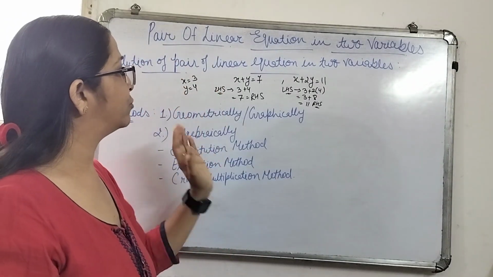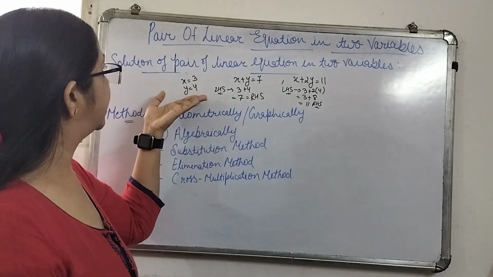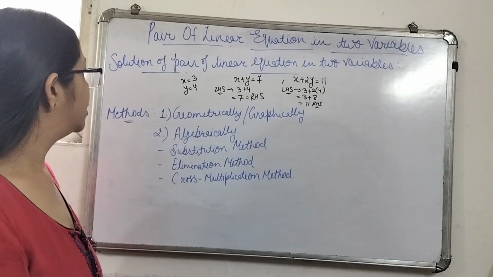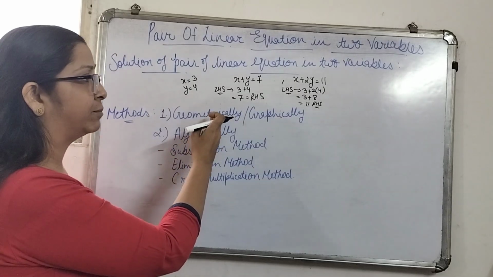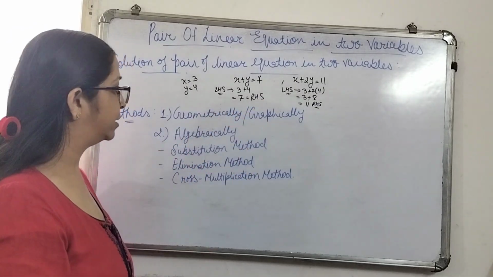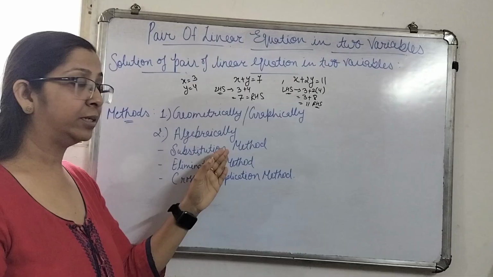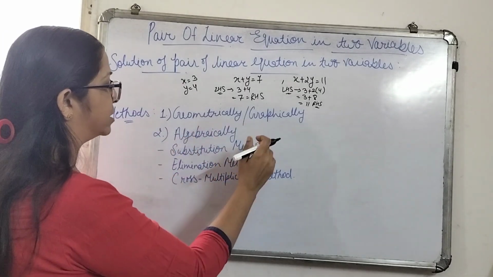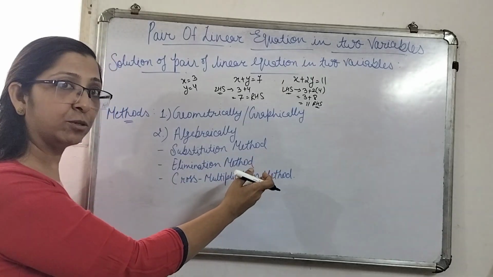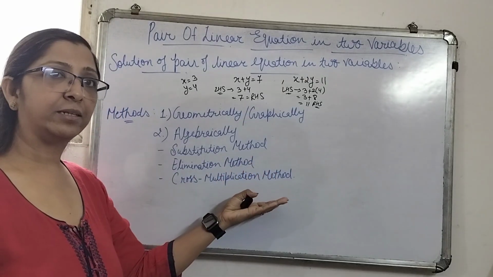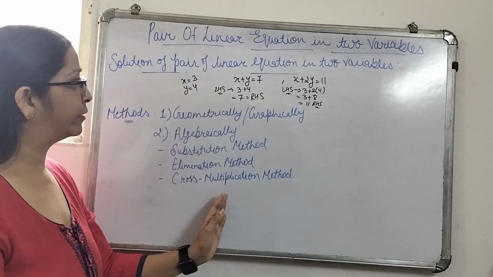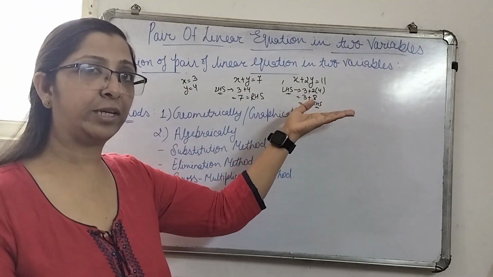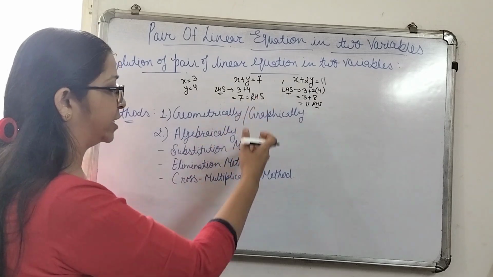There are various methods of finding the solution of these pairs of linear equations in two variables, which we'll be discussing. One method is the geometrical method, or we can say the graphical method. Another method is the algebraic method. In the algebraic method there are also sub parts: the substitution method, the elimination method, and the cross multiplication method. All these are methods by which we can find the solution of these pairs of linear equations in two variables. So in this chapter we'll be discussing all this.